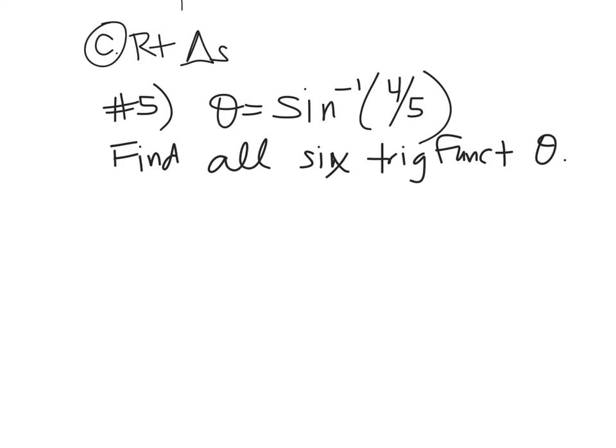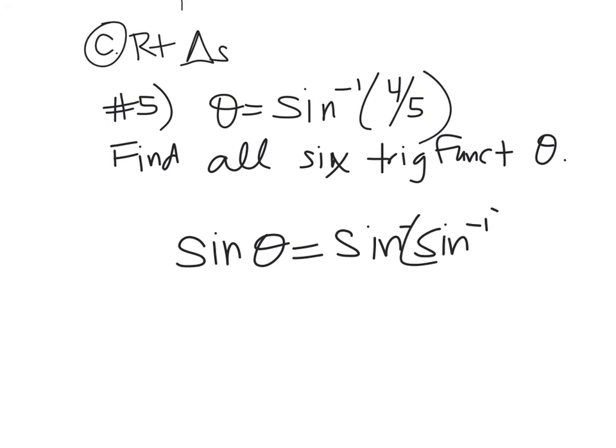If you were to do the reciprocal function of sine inverse, which is sine, let's say we take the sine of both sides. Sine of theta equals sine of the sine inverse of 4/5. Okay, what happens is the sine inverse and the sine, they basically cancel each other out because they're inverse functions.